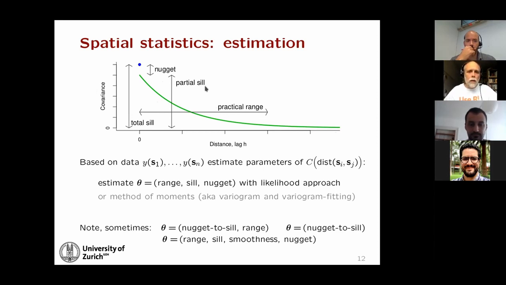Typically, we call those parameters, say, the partial sill, which would be the height of this green curve, and the practical range, which describes how slowly or how fast the curve decays. If we have an additional spatial noise component, the nugget effect, then we also have a nugget effect parameter here, indicated by this small offset, this discontinuity. Okay. So in our framework today, we're going to estimate the range, the sill and the nugget with a likelihood-based approach in a Gaussian setting here. Depending on what software you use, sometimes you have to estimate the nugget to sill and range, or just the nugget to sill, or some additional parameter. That depends a little bit.